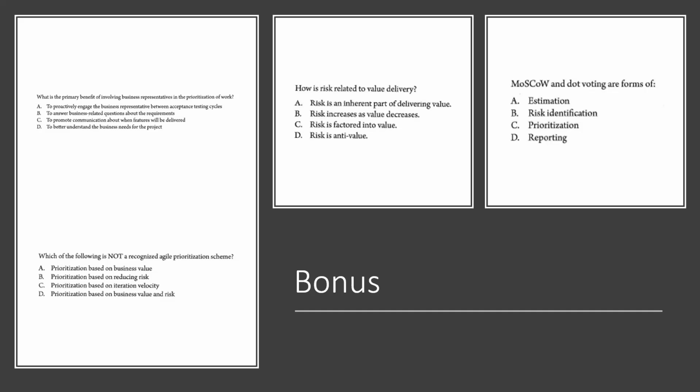The second question, which of the following is not a recognized agile prioritization scheme? Prioritization based on business value, we do prioritization based on business value. Prioritization based on reducing risk, yes. I talked about agile prioritization matrix already. Prioritization based on iteration velocity, we don't. We always use risk and business value in all our prioritization. So the answer is C. Jubsha put it. Ella, yes. Yeah, perfect. That's good.